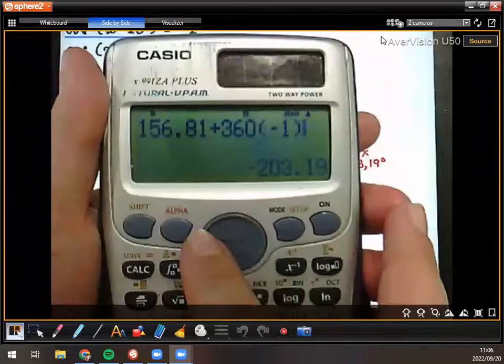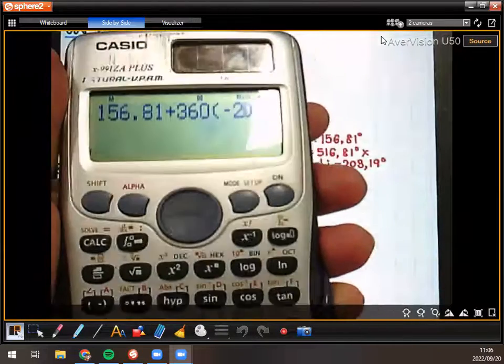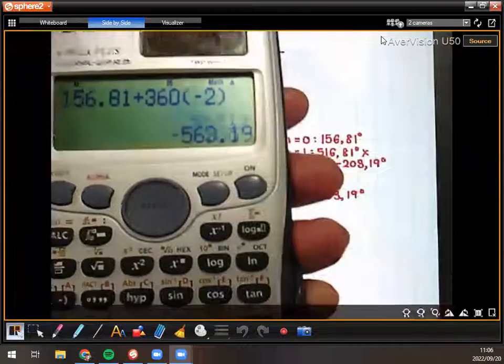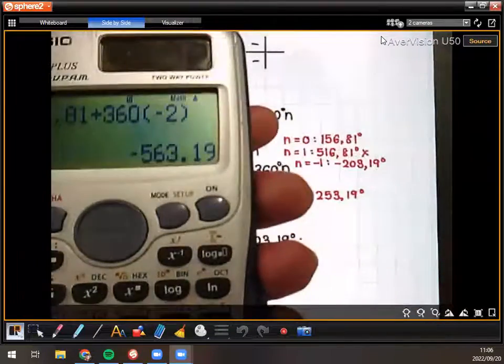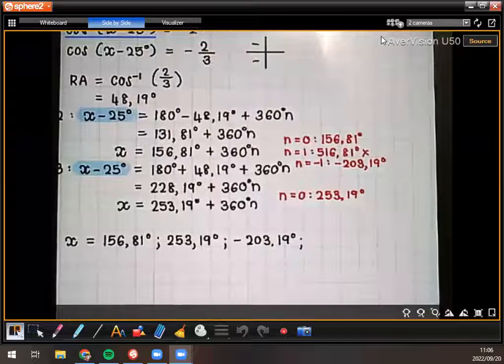If I make it negative 2, I'm not going to write this down, but if I make my n value negative 2, then it's too small, okay? Because it can go to negative 360, not past that.